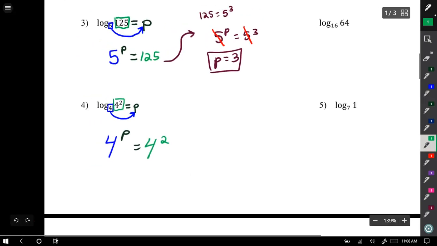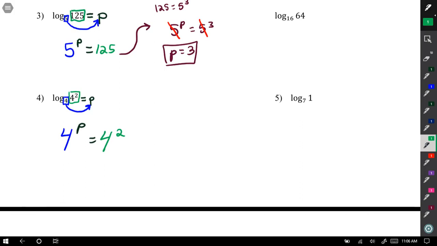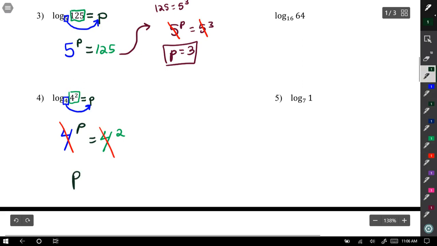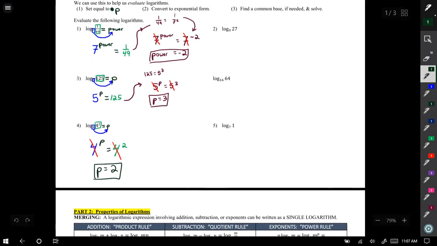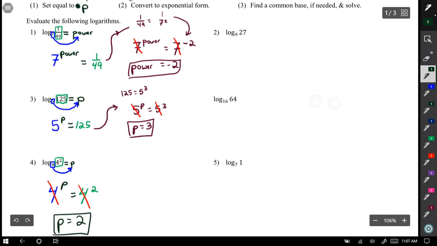I mean, just look at that. What power of 4 gives you 4 to the second power? That's really what that question is asking. And you cross out the 4s and you get P equals 2. It just makes sense. What power of 4 gives you 4 to the second power? Well, 2, because that's second power. So that's how you evaluate a logarithm. You have to insert the equal sign, and I want you to use equals P.